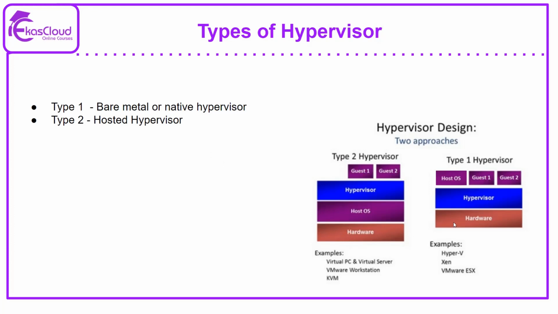As you can see here, for type 2, there is an intermediate layer between the hypervisor and hardware, which is a host operating system, whereas in type 1, that intermediate layer is not there. So we can run directly on the system hardware. The main examples for type 1 hypervisor are Hyper-V, Xen, VMware ESX, and type 2 hypervisors are Virtual PC, Virtual Server, VMware Workstation, KVM, etc.